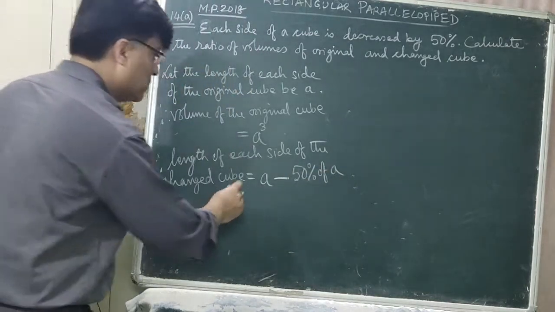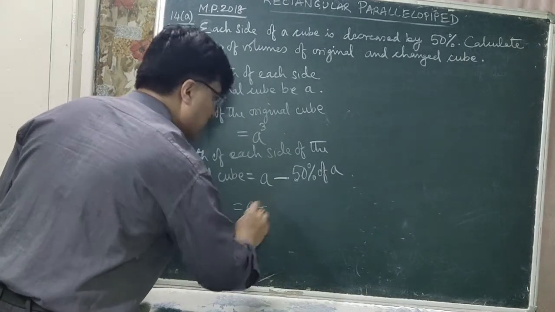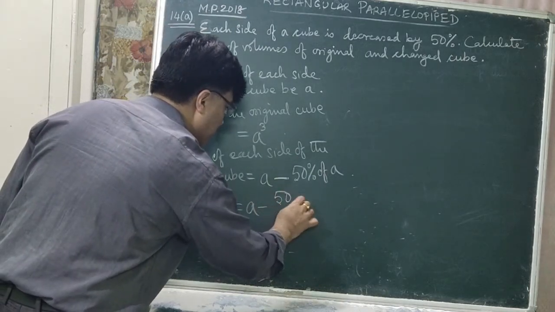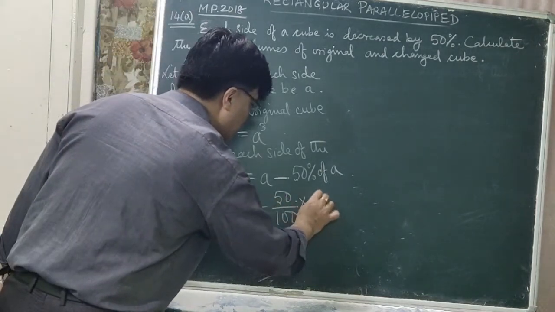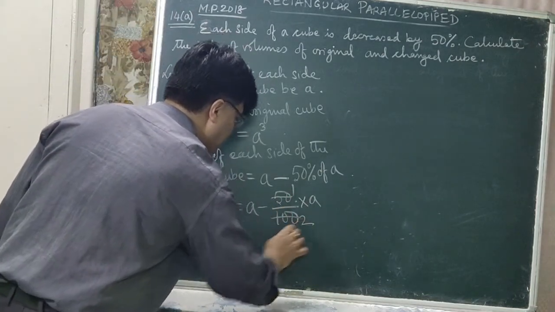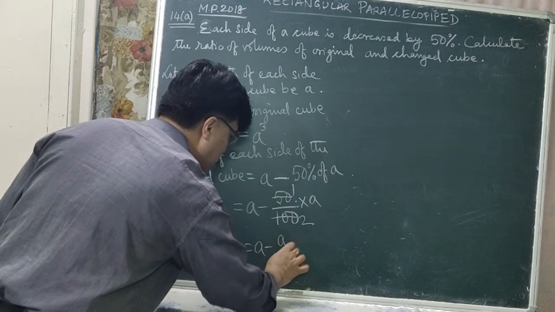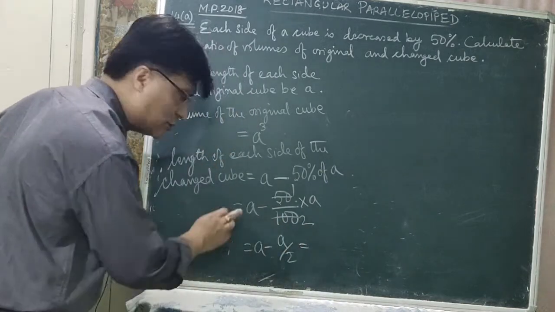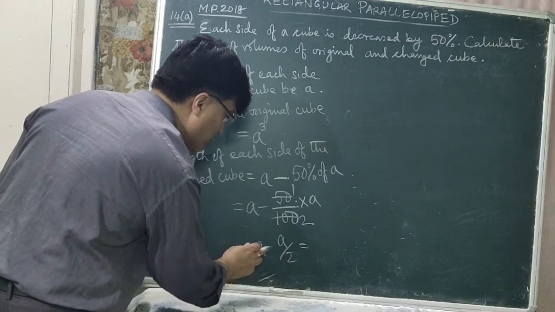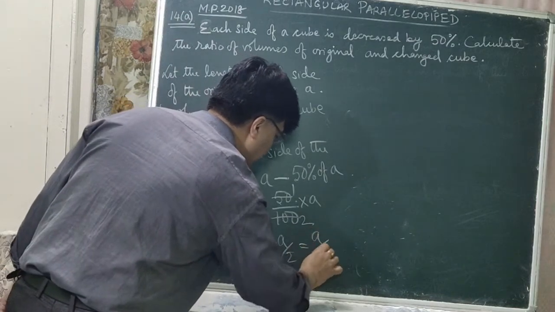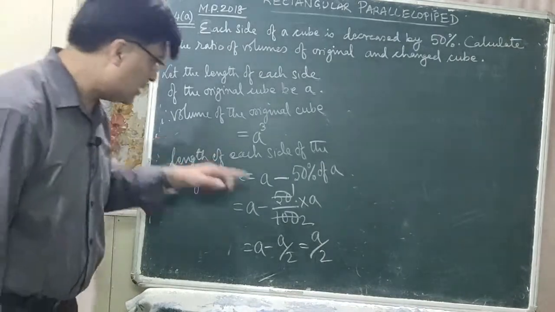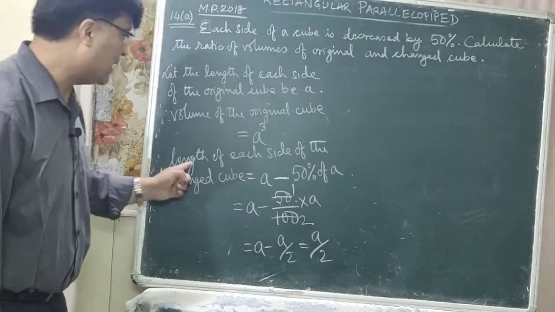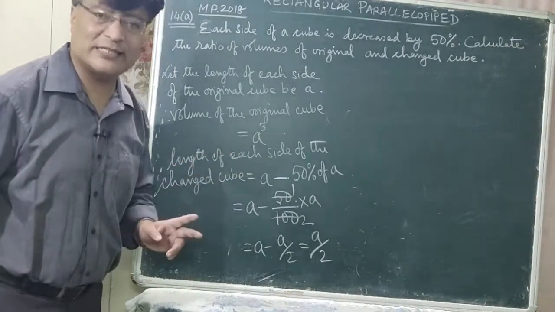Is that clear? So which is equal to a minus, what do you mean by 50%? 50% means 50 out of 100 into a. 50s are 50, 2 50s are 100, which is equal to a minus a by 2. Simplify it: 2 into a is 2a, minus a is a, divided by 2. That is your a by 2. So this a by 2 is the length of each side of the changed cube.